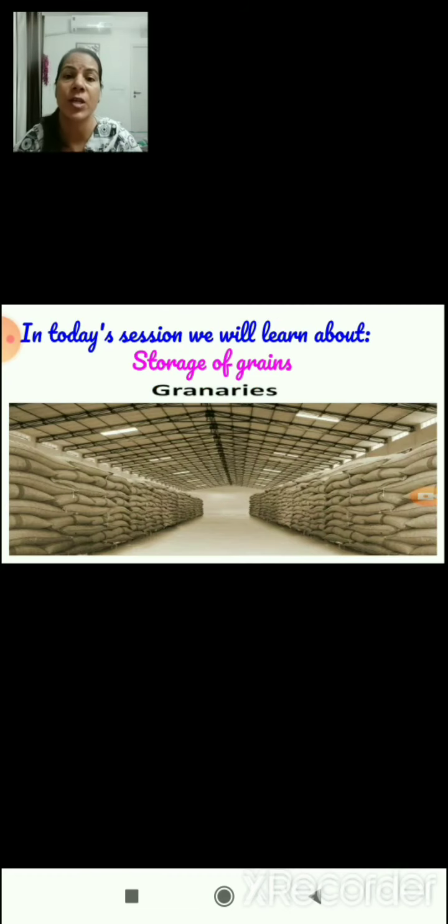In today's session we will study about storage of grain. Children, in 8th standard you already studied about granaries and silos. In 9th standard, in this chapter, we will study about the various types of factors which result in loss of grain during storage of grains. So let us begin our session with the introduction.